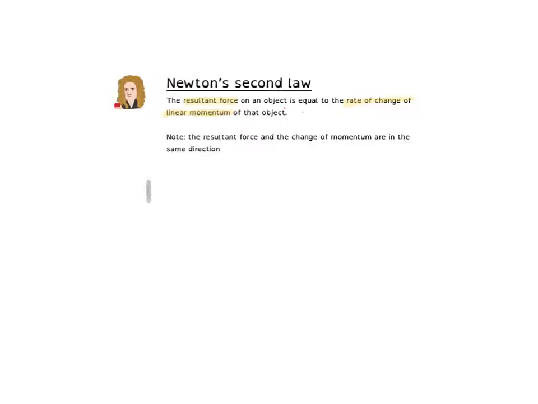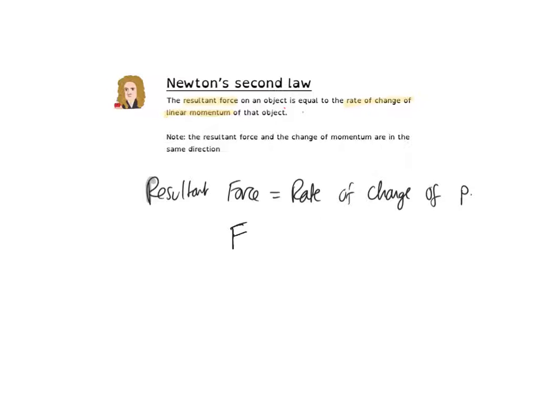Let's write that out. So resultant force is equal to the rate of change of linear momentum. P is the symbol for momentum. If we write that as an equation, we've got F equals delta P over delta t.